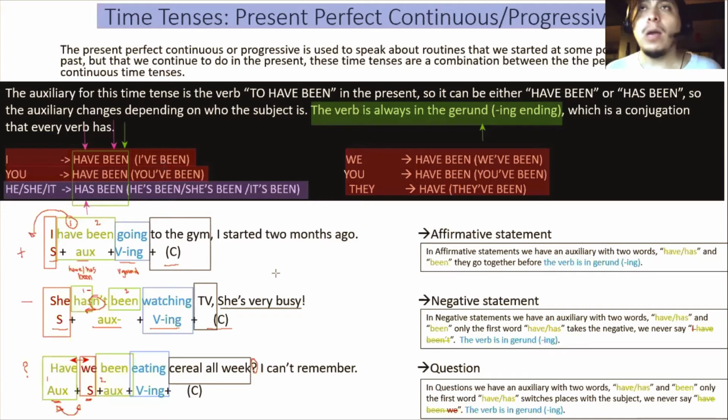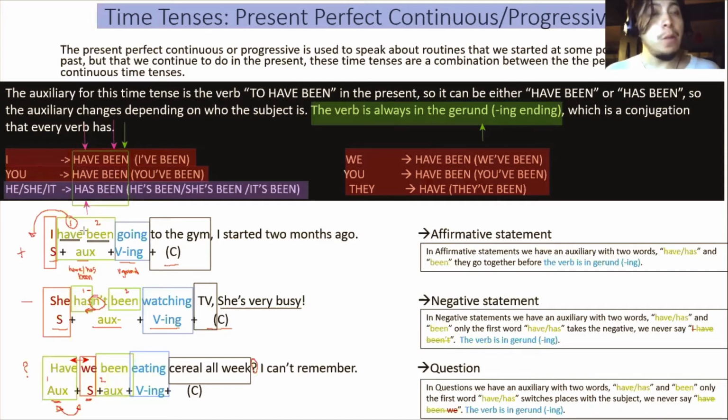Perfecto. Ahora, el problema es cuando hacemos oraciones negativas y cuando hacemos preguntas. Porque cuando hacemos oraciones negativas, ustedes recordarán que el auxiliar, este de aquí, el verde, se lleva el negativo. El problema es que nuestro auxiliar tiene dos partes. Tiene have y tiene been. ¿Dónde pongo el negativo? ¿Lo pongo después de been o después de have?